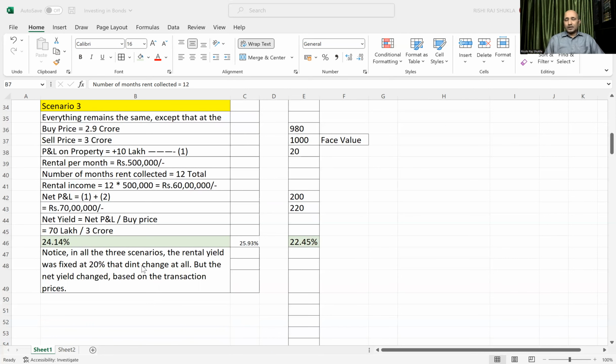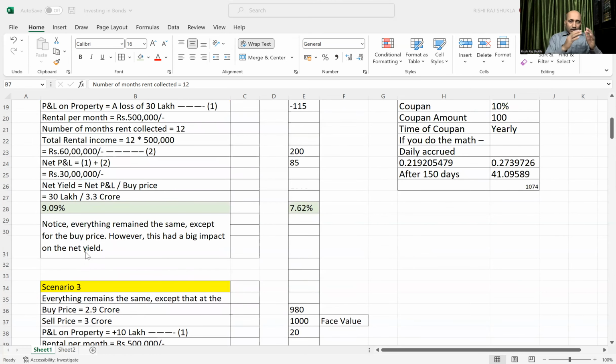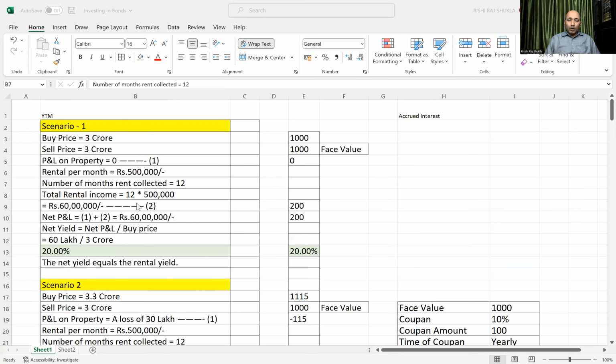It will increase substantially. If we replicate the same thing for a bond, then we will see the difference. Here, the sale price will be 1000 because the face value is 1000, and for the buy price, suppose there is no premium or discount, the same 1000. So in this case, profit and loss will be 0.